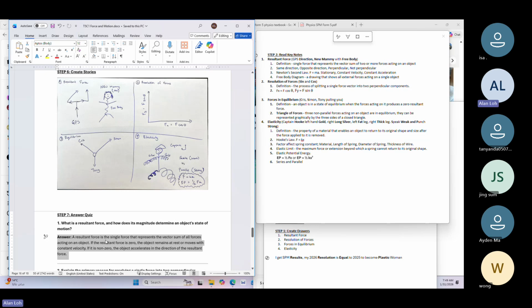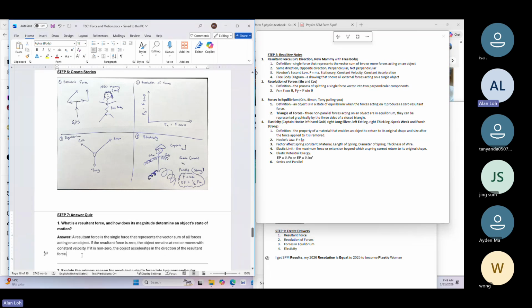A resultant force is a single force that represents the vector sum of all forces acting on an object. If the resultant force is 0, the object remains at rest or moves with constant velocity. If it is non-zero, the object accelerates in the direction of the resultant force. So this is touching even this part: stationary, constant velocity, constant acceleration.